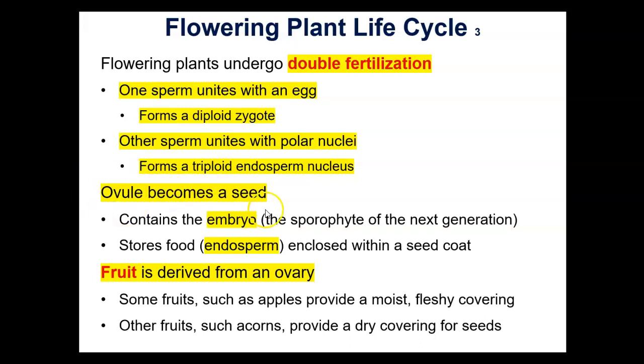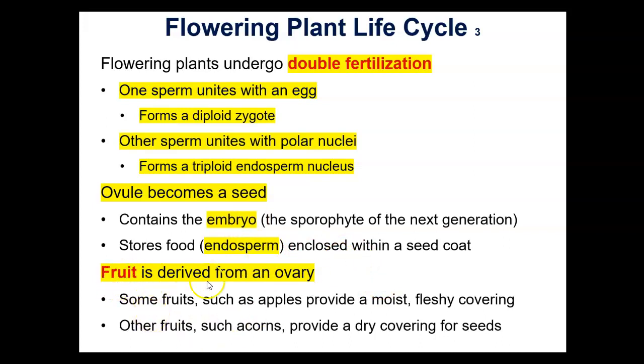So the ovule becomes a seed, and the seed consists of the embryo and the endosperm. The embryo is the sporophyte of the next generation. It's what's going to grow into the adult flowering plant. The endosperm is the food for the embryo, and it's stored within the seed coat.